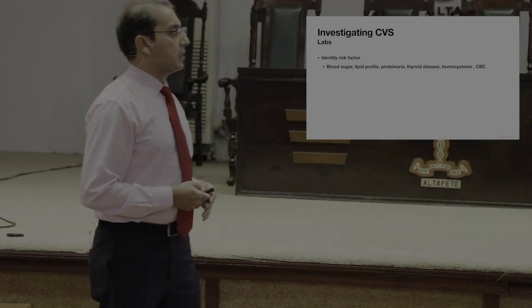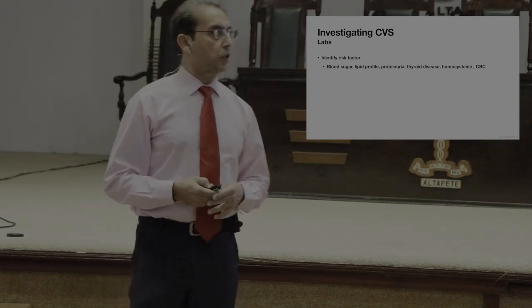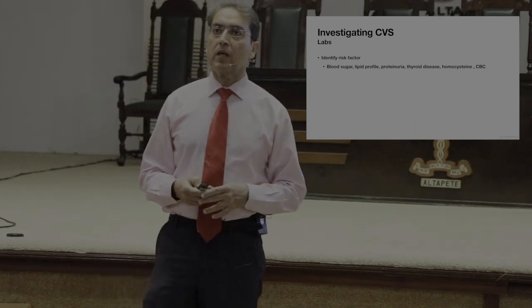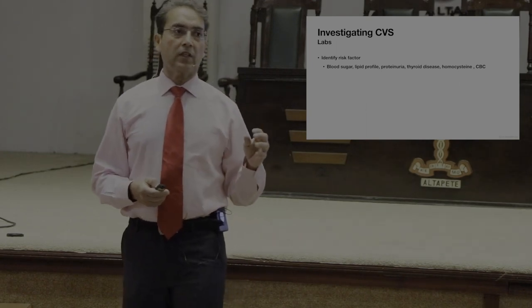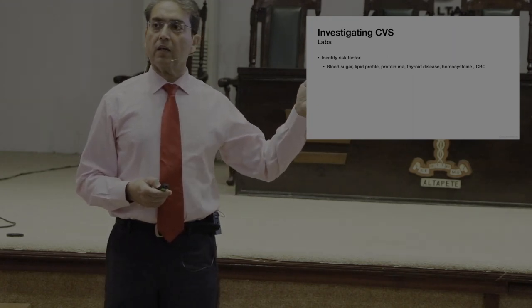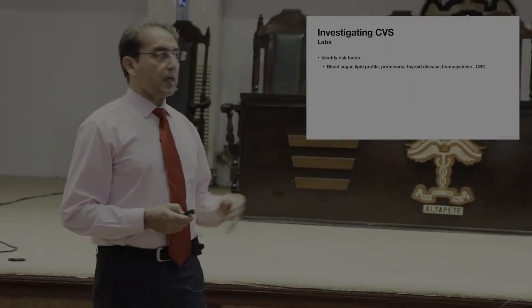You look for the blood sugar, the lipid profile, the proteinuria, thyroid disease, homocysteine, complete blood counts. So you need these tests to see if there is a possibility of underlying cardiovascular disease. You understand blood sugar, lipid profile, proteinuria, homocysteine, they are all risk factors for coronary artery disease. Now what is this? Thyroid disease, patients with hypothyroidism, they tend to have heart disease. Similarly, patients who are hyperthyroid, they can have cardiac problems. And then you see complete blood count.